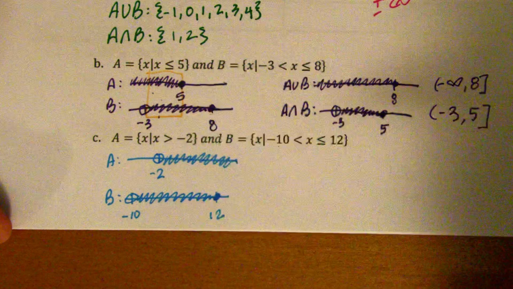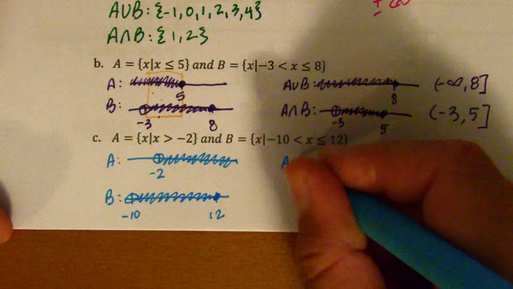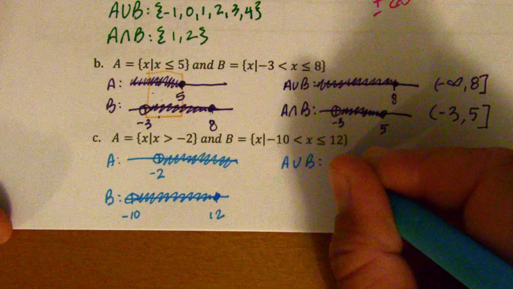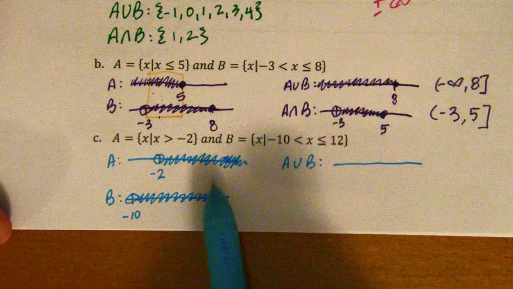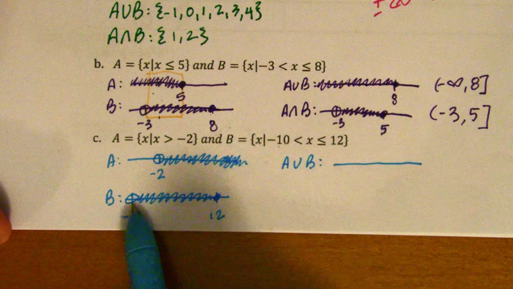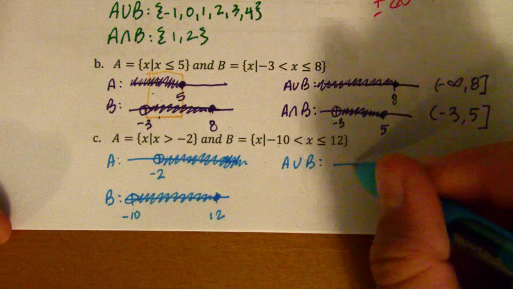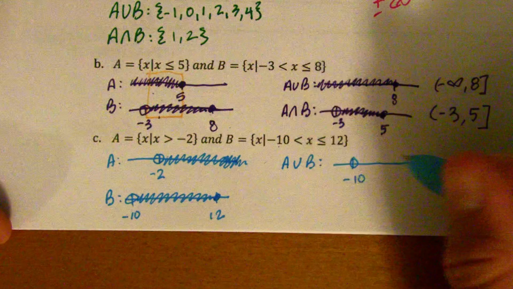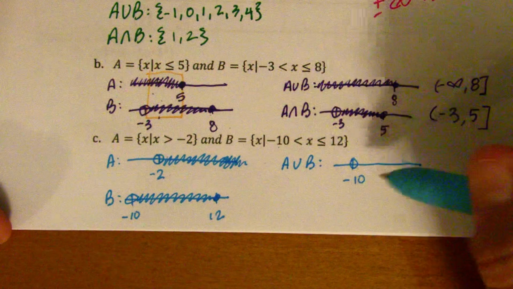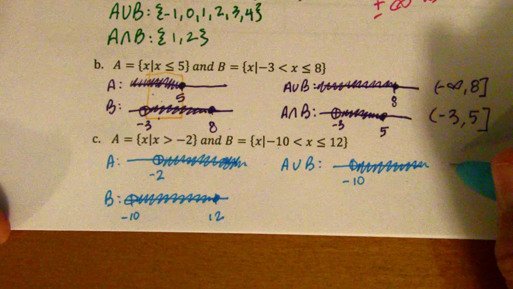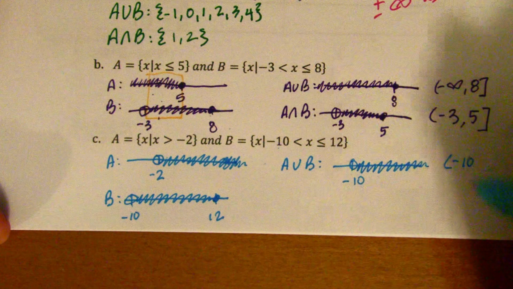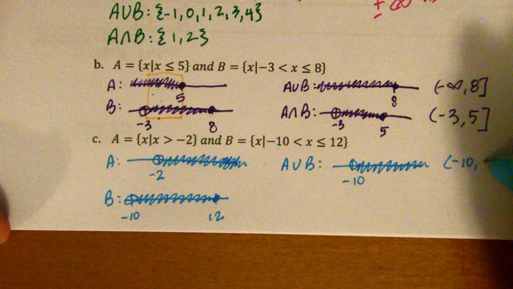So those are A and B. A union B would just be squishing those two together. So if I were to squish these together, this one goes off forever to infinity, and we start here at -10. So -10, open dot there because it's open here, and then all the way to infinity. So that would be -10 using a parenthesis because open dot all the way to infinity.